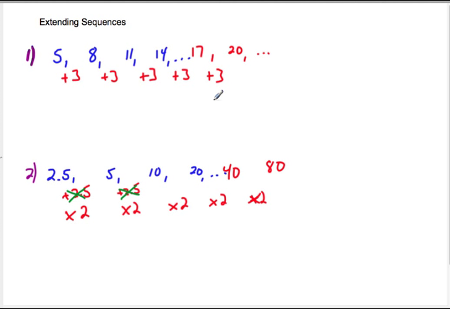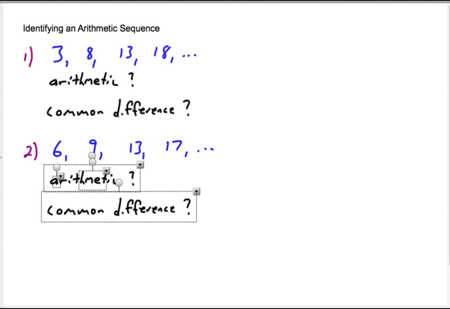In an arithmetic sequence, the difference between consecutive terms is constant. This difference is called the common difference. So here, this is an arithmetic sequence because the difference between the terms is constant, always a difference of 3. So the common difference is just 3 in each of these cases. So let's take a look at a couple new ones.